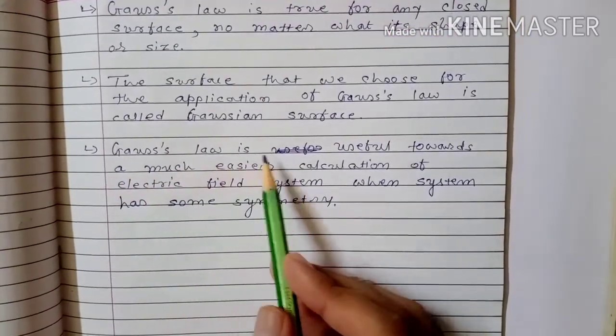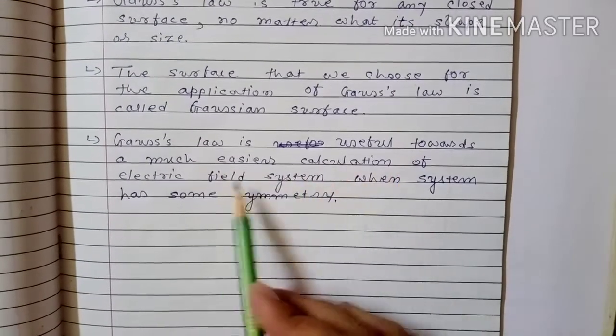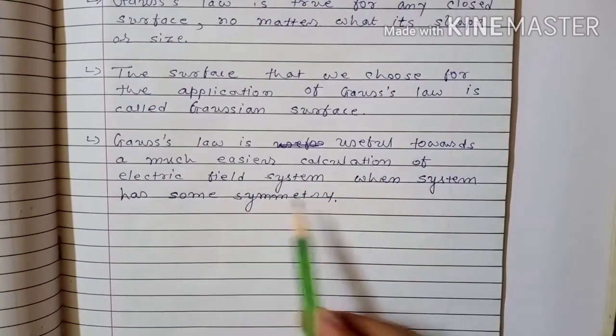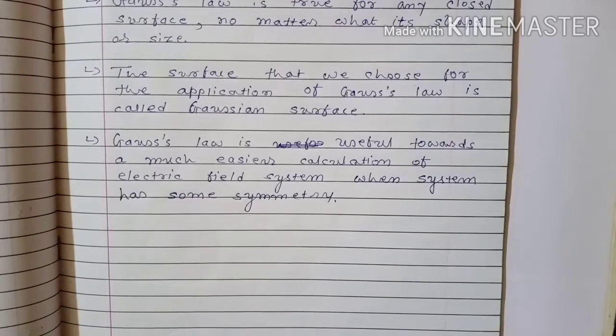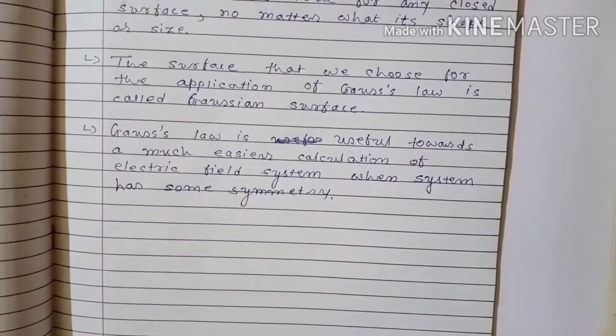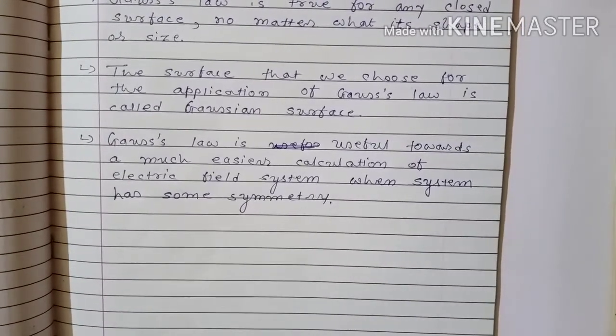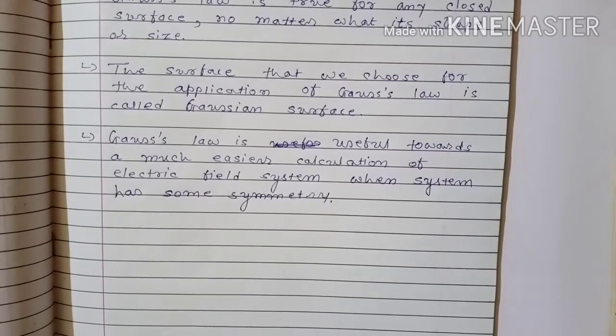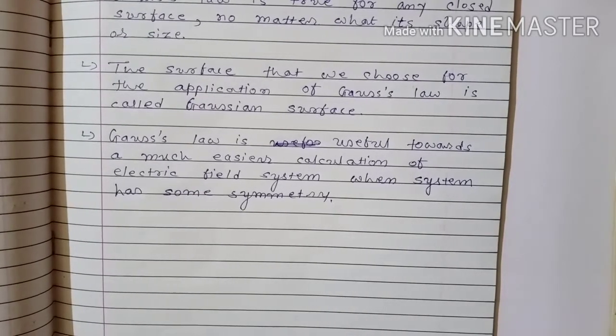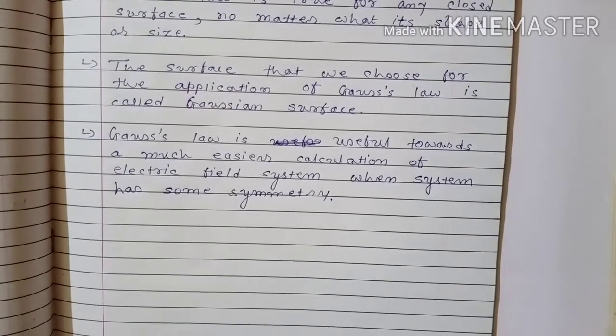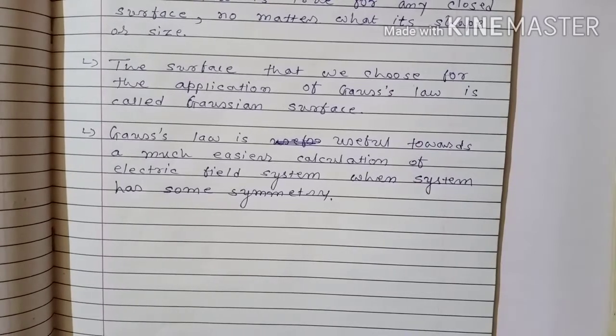Gauss's law is useful for a much easier calculation of the electric field when the system has some symmetry. It means when charge is distributed continuously on a wire, a sheet, or a sphere, then we can easily calculate its electric field using Gauss's law, which we will study later on.